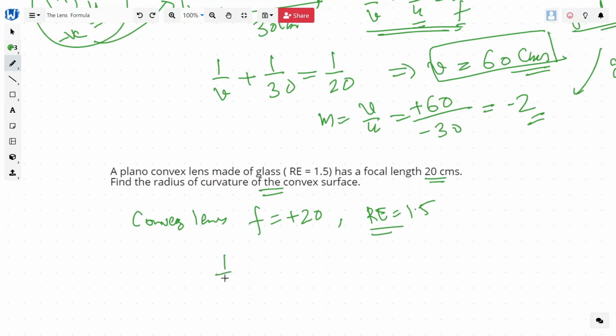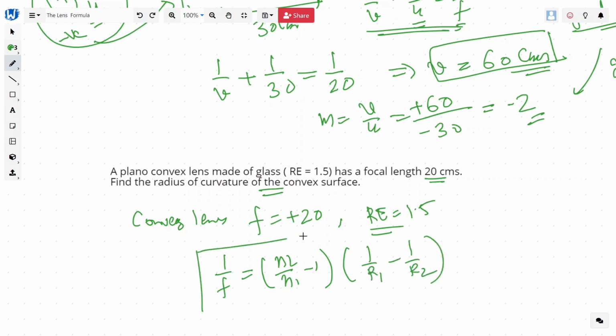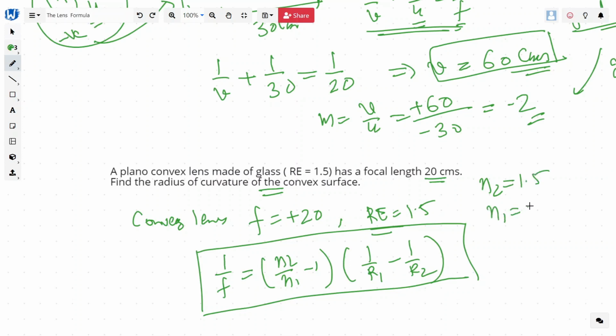We will say 1 by F is going to be equal to N2 by N1 minus 1, into 1 by R1 minus 1 by R2, and this will enable us to find the radius of curvature. So let's try and plug in the numbers. This is the N2, which is the refractive index for the lens, which is 1.5. It is in the air, right? It's not given, which means it is air. So the lens is in the air, so N1 is 1.